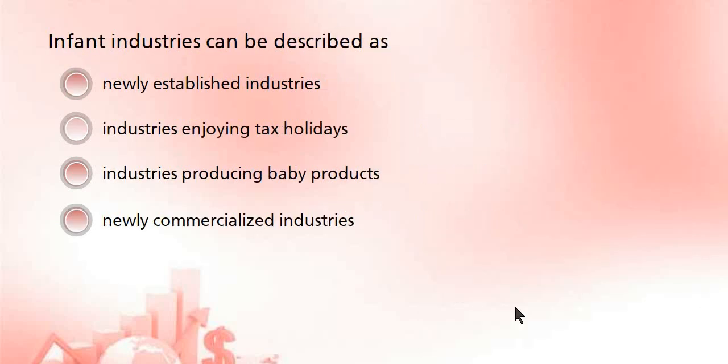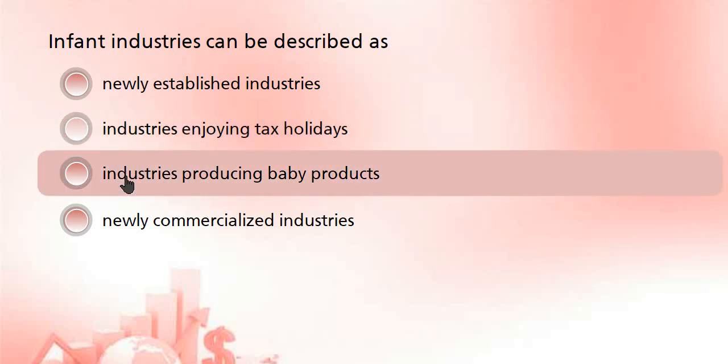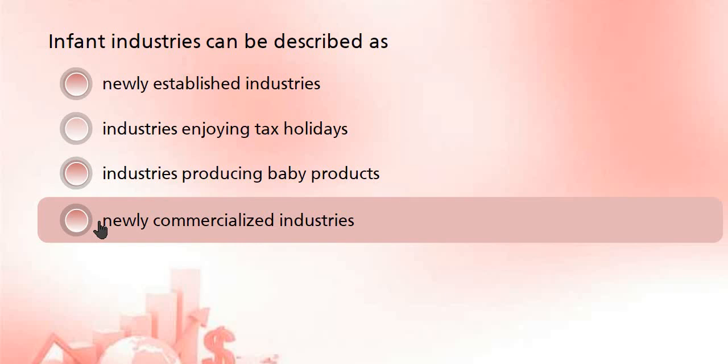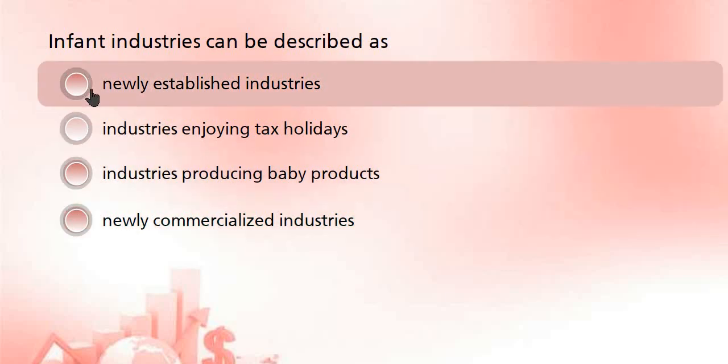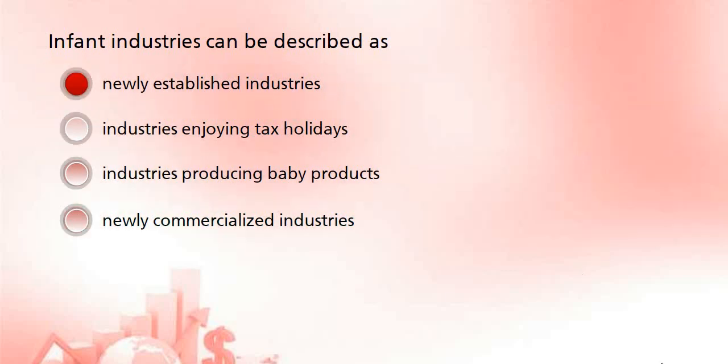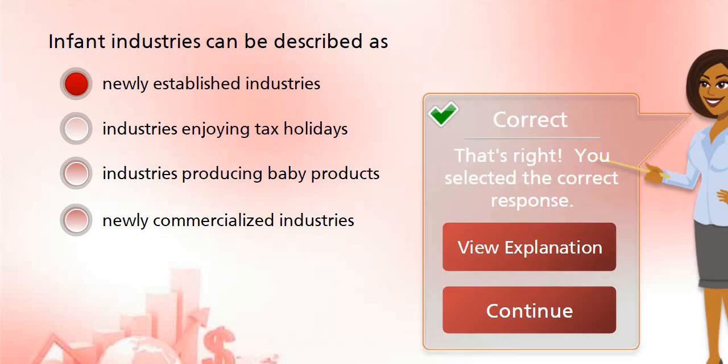Question 44. Infant industries can be described as A. newly established industries, B. industries enjoying tax holidays, C. industries producing baby products, D. newly commercialized industries. So the answer is newly established industries, which is A. That's what is known as infant industries.